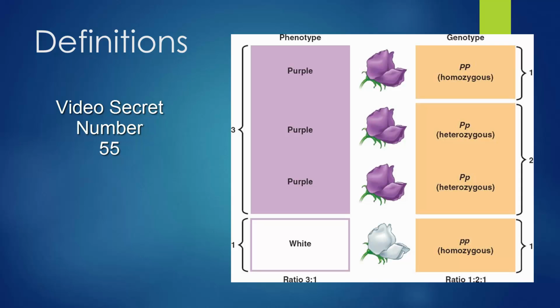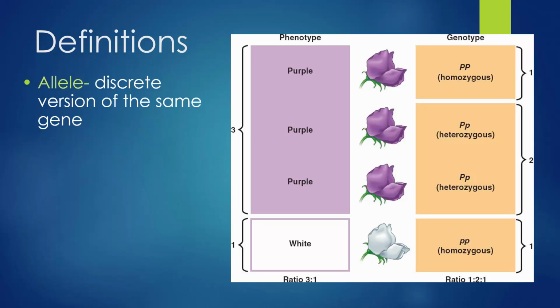So let's get into our genetics recap. Again, we have talked about this in class. So if this is new to you, you need to come see me if you are confused. An allele is a discrete version of the same gene. So is it purple or is it white? One allele is expressed by one letter. So big P or little p. Okay, that is an allele.